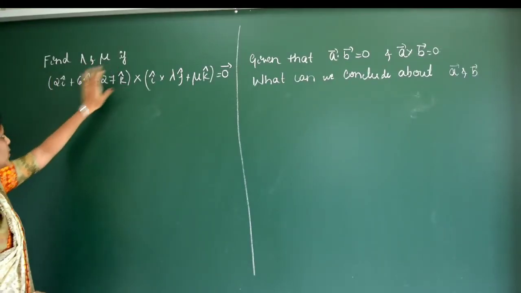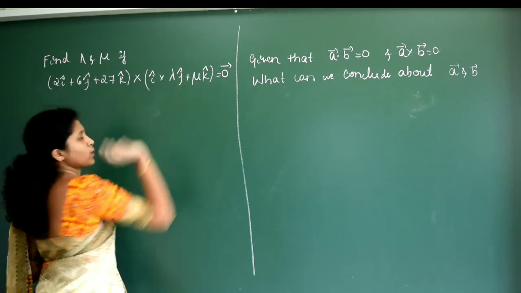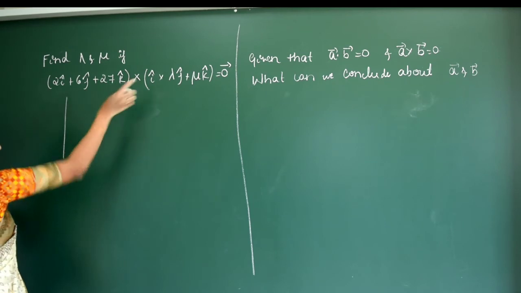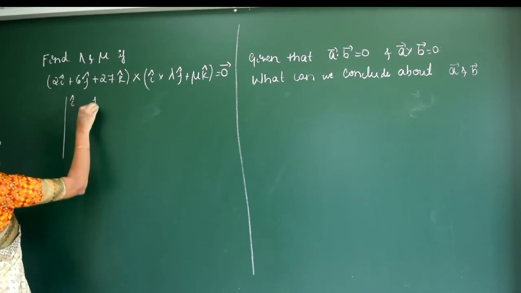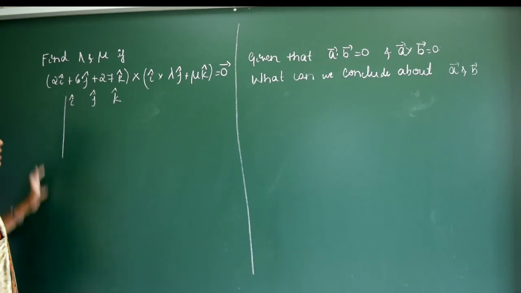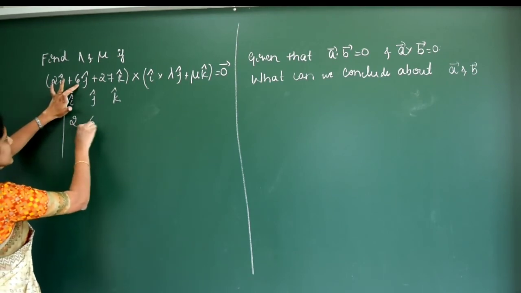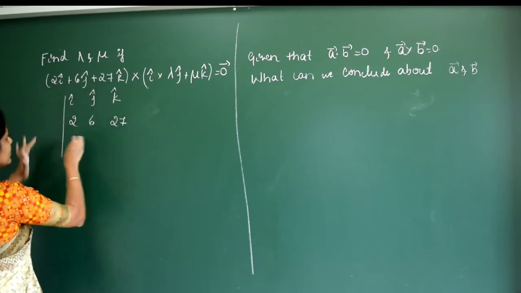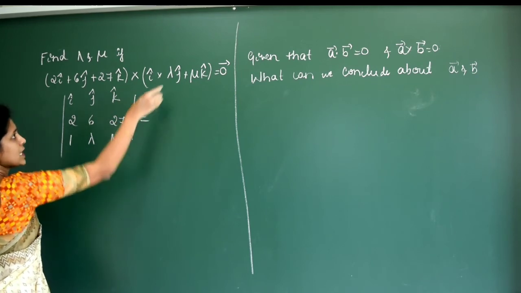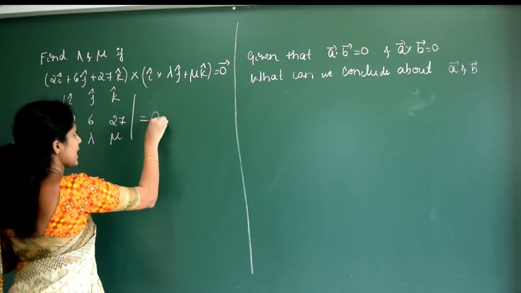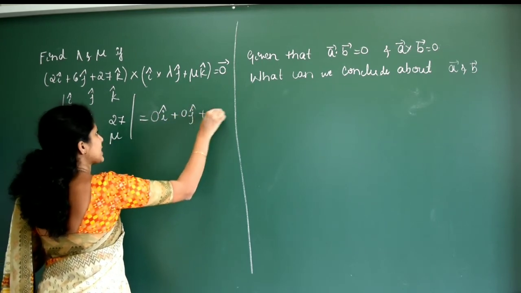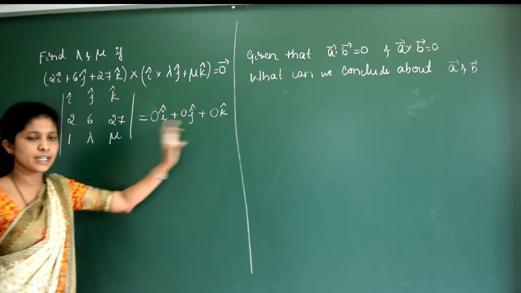Find lambda and mu if the cross product of these is equal to the 0 vector. First we will find the cross product. Better you write that once, then write i cap, j cap, k cap. You need to find the values of lambda and mu. So this will be now 2, 6 and 27, then 1, lambda and mu, equal to the 0 vector. The 0 vector I can write as 0 i cap plus 0 j cap plus 0 k cap, right? The 0 vector can be written like this.